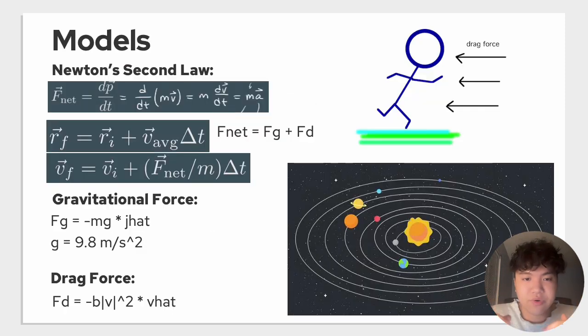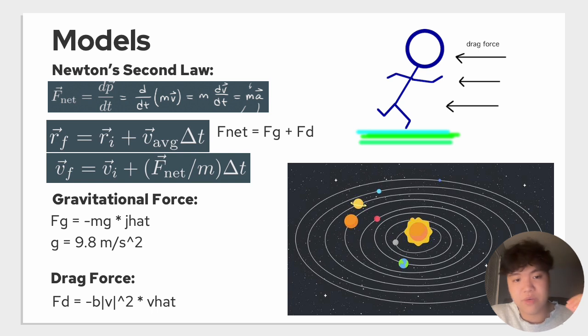So, what kind of models or equations will we be using in this experiment? We'll be using Newton's second law to find the net force acting on an object by interactions with other objects. So, we can get the position update and velocity update formulas from Newton's second law by deriving it, and we can use the gravitational force since our object is falling to the ground and is affected by gravity, and we'll be using the drag force, which is the force opposed to the gravitational force. And this is when the object interacts with the air.